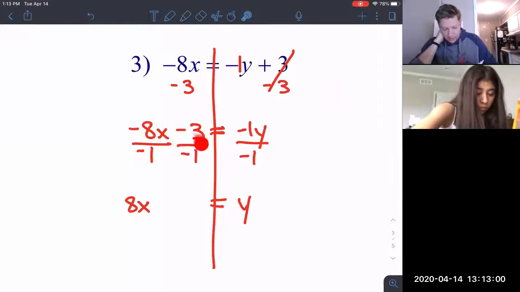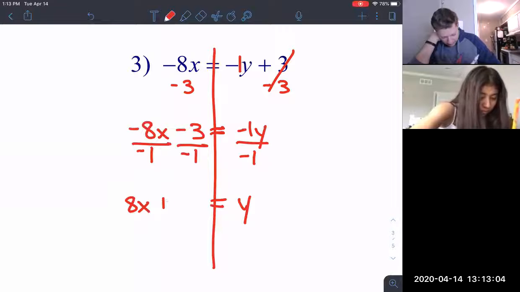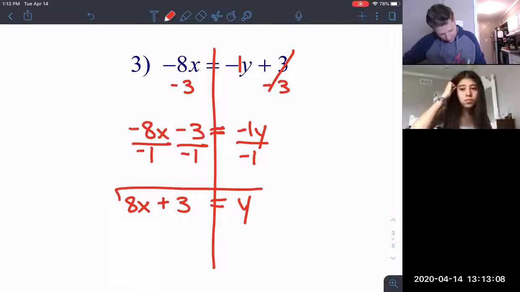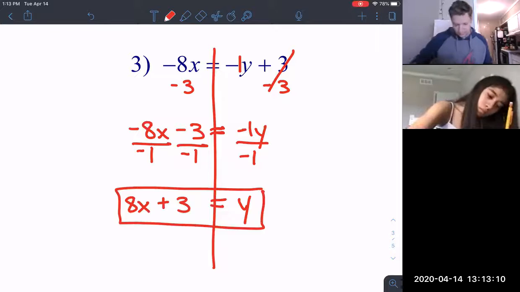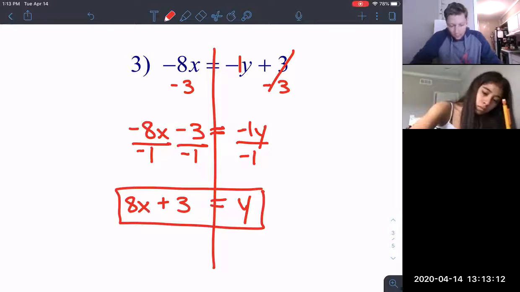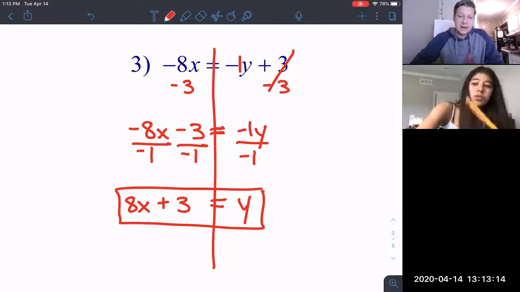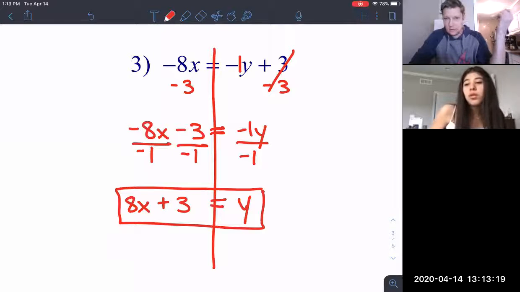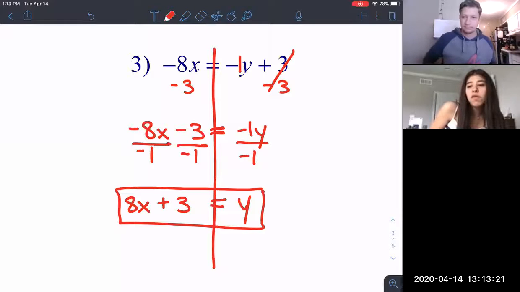All right. And then -3 divided by -1 is a +3. So we're just going to put +3 in here. All right, and then we're done. We got y by itself. So that's all we need to do. So what we're saying is the equation y equals 8x plus 3 is the same thing as the equation we started with. We just have y by itself. Still, y only has to be by itself on one side.